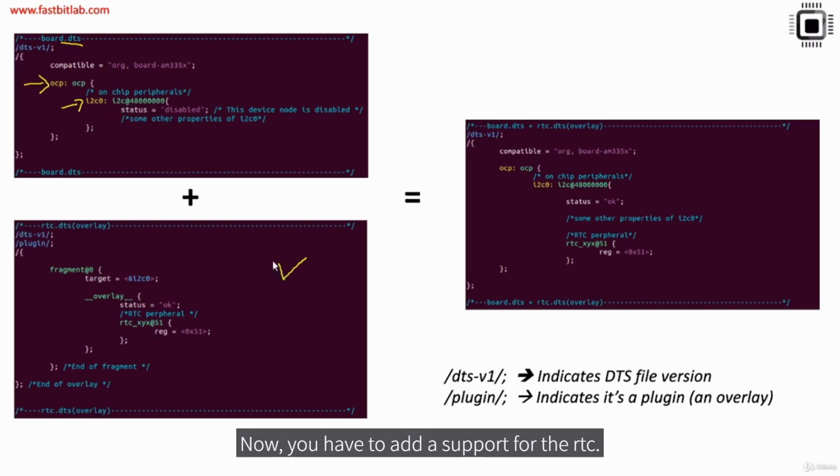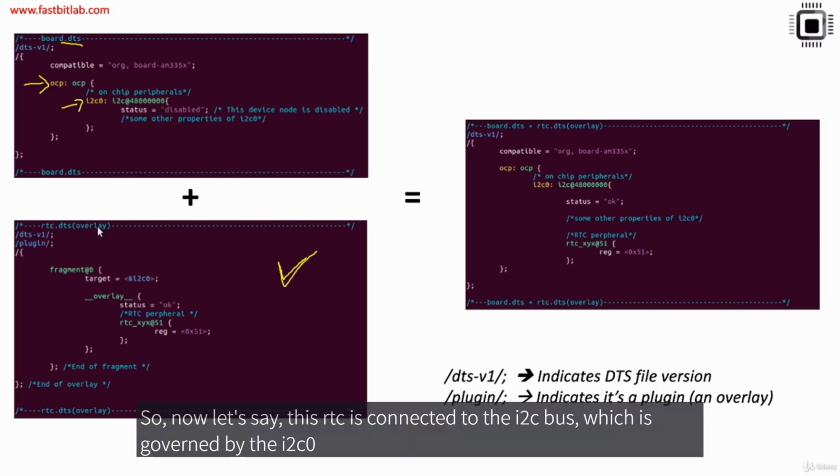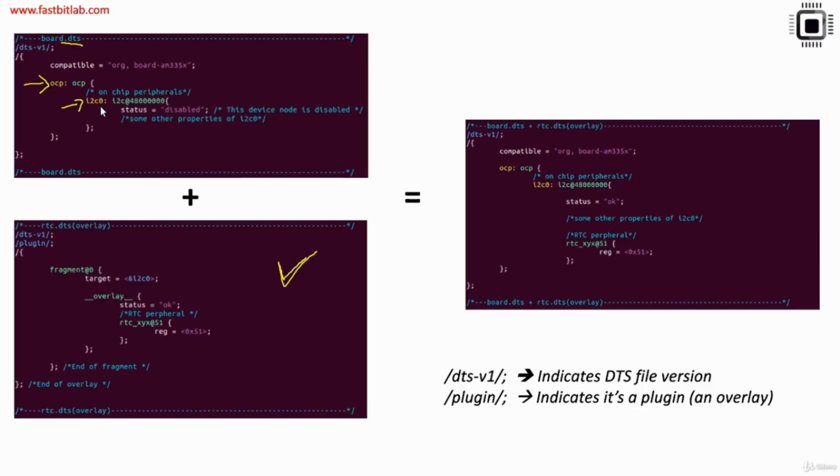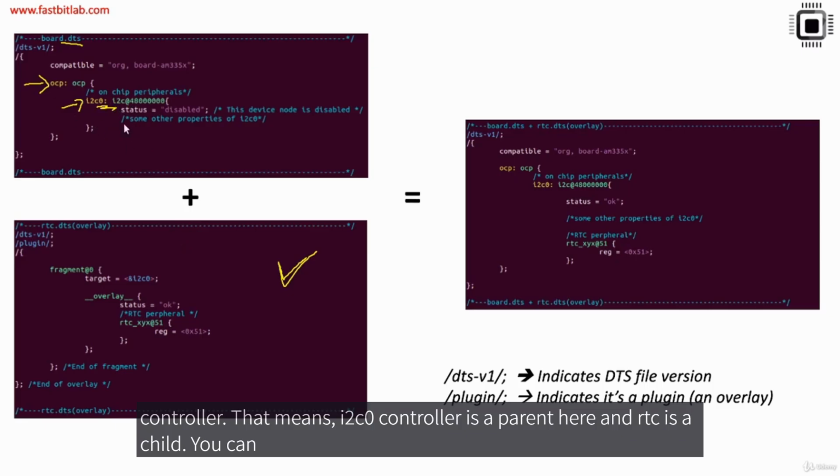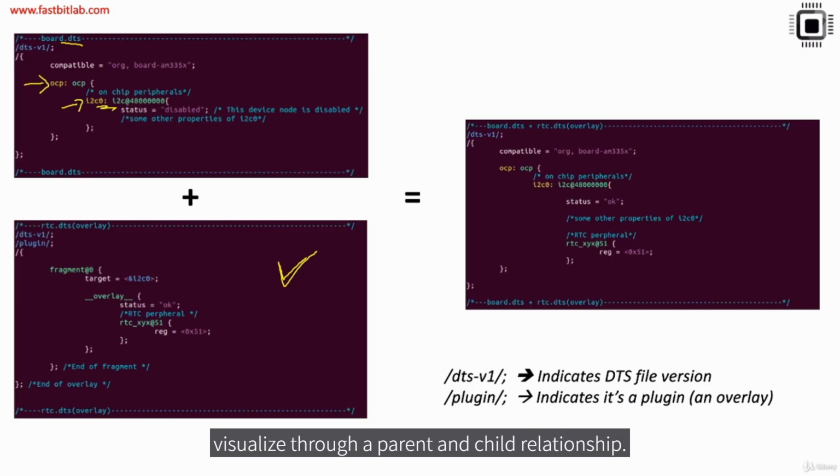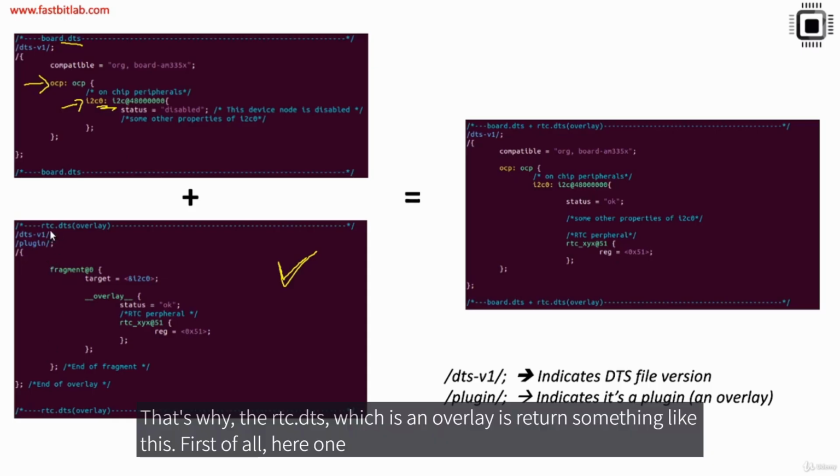Now you have to add support for the RTC. Let's say this RTC is connected to the I2C bus, which is governed by the I2C 0 controller. That means the I2C 0 controller is a parent here, and RTC is a child. You can visualize it through a parent and child relationship.